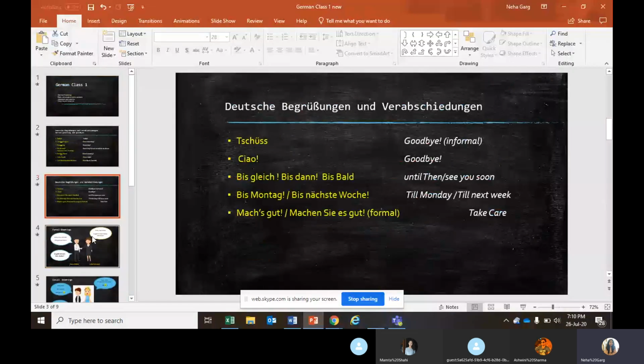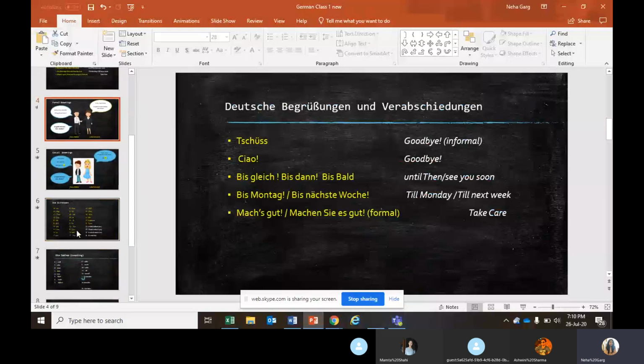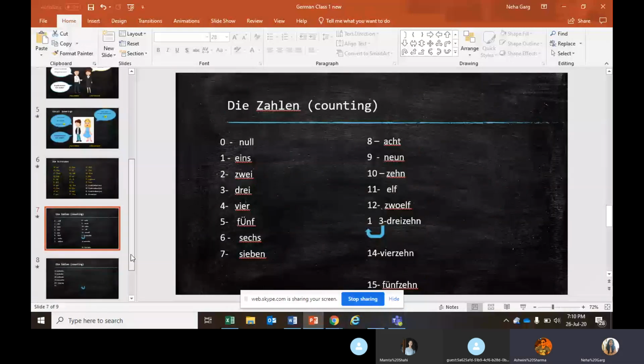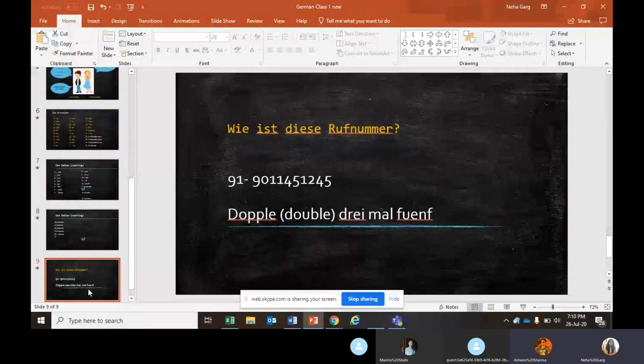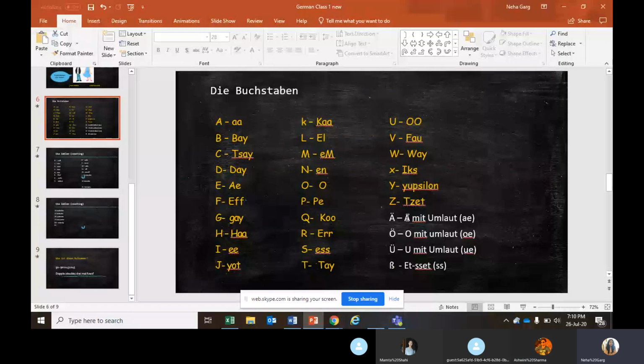So till here, alphabets are clear, right? Yes. Here, A with umlaut is "air", right? Then O. O with umlaut is "oe", not "oi", it's "oe".